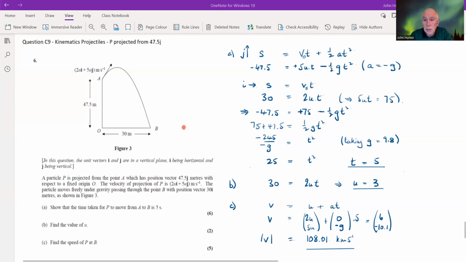So we calculate the time of travel from the upward motion, and then we use that time of travel to either calculate the horizontal distance if we know the velocity, or calculate the velocity if we know the distance, which is the case here. We don't know the velocity, we don't know what u is, but we do know what the distance is. So what we do first of all is look in the vertical direction.